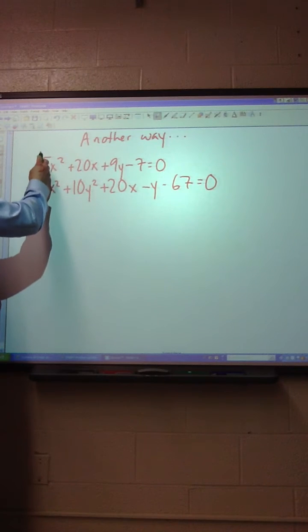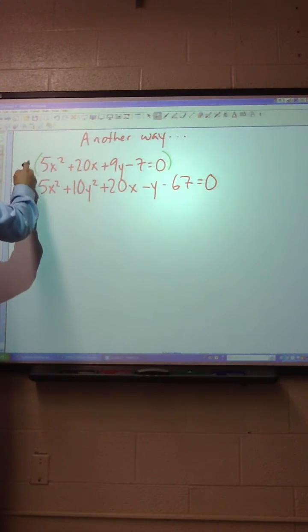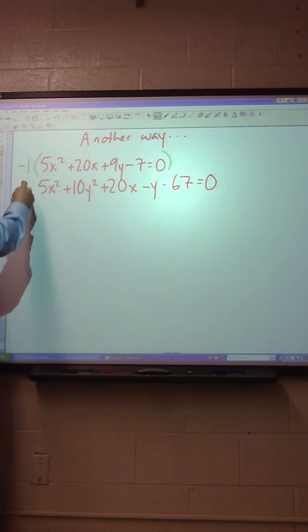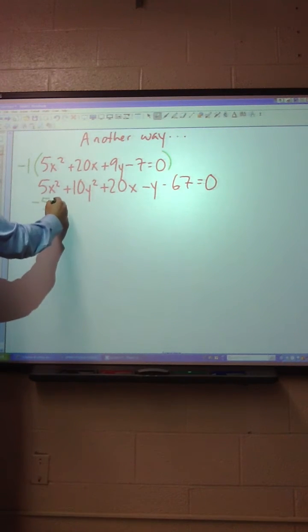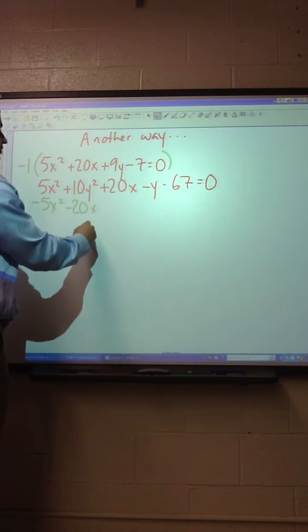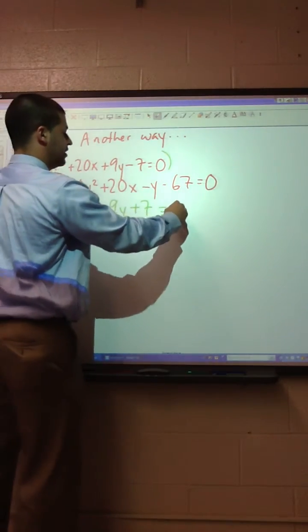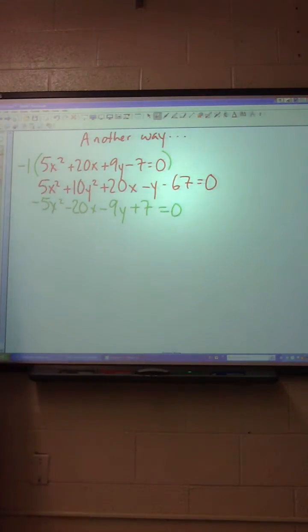So let's multiply the top one by negative 1. We get negative 5x squared minus 20x minus 9y plus 7 equals 0. Right? So all we're doing is the elimination method.